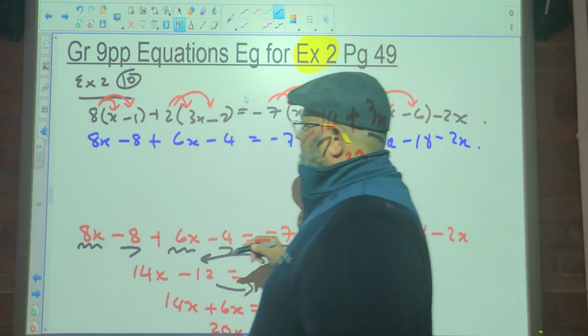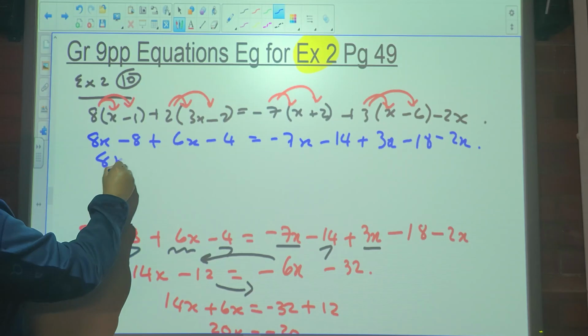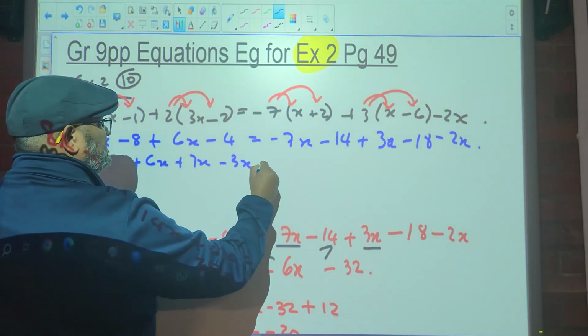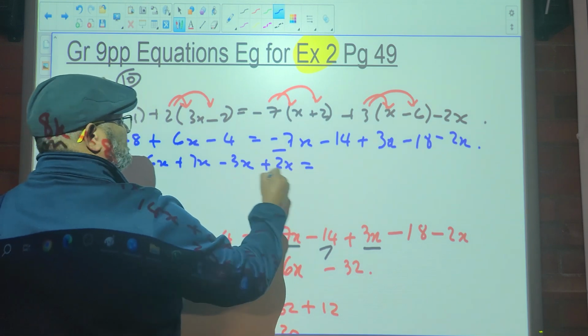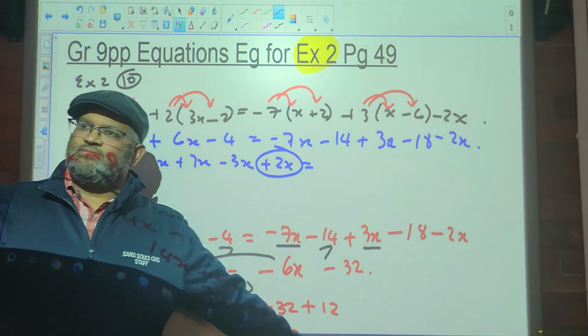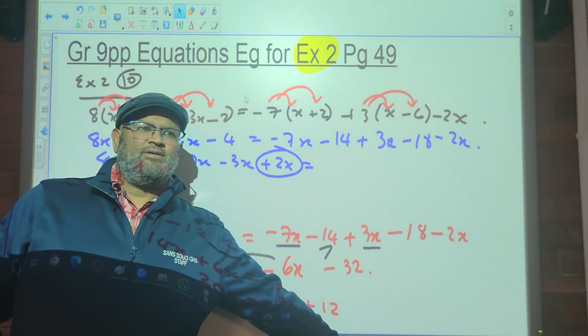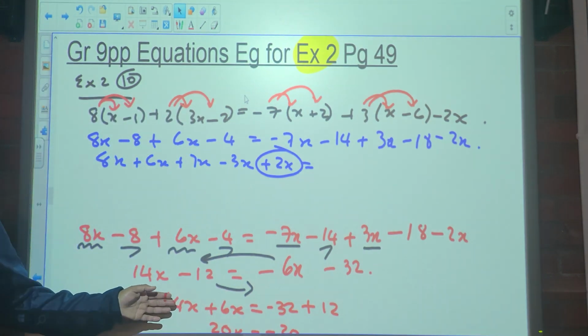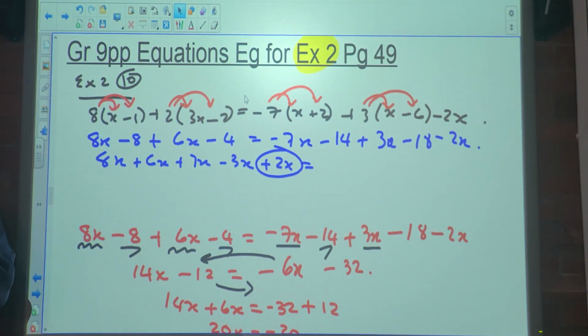Read from your next line. 8x plus 6x plus 7x minus 3x minus 2x. There's your mistake. Supposed to have been positive. You wrote negative. Okay. Anybody else made a mistake on the sum? I think if you applied this method here, you didn't mess it up. Because then we are reducing the sum actually. Then we're taking it from you.